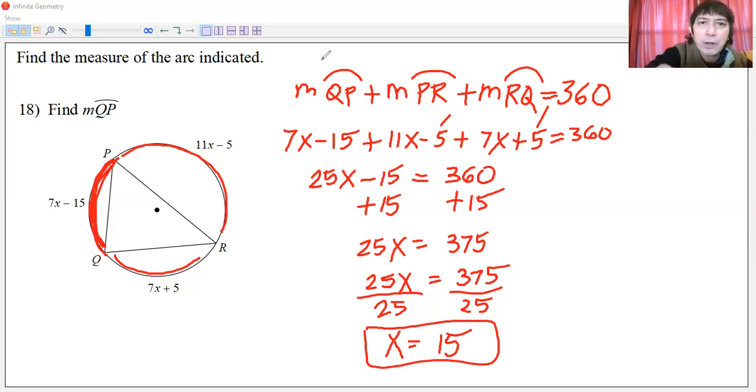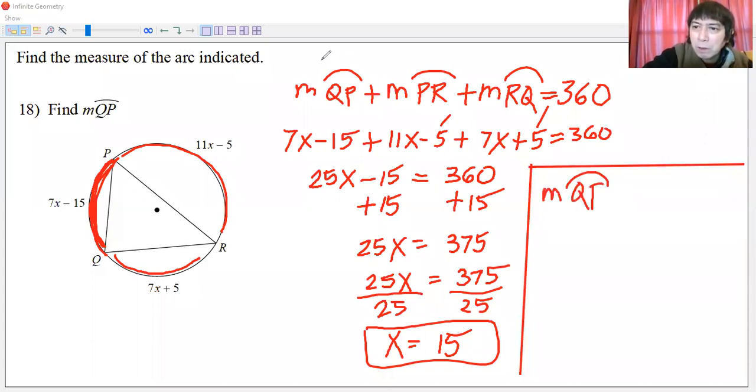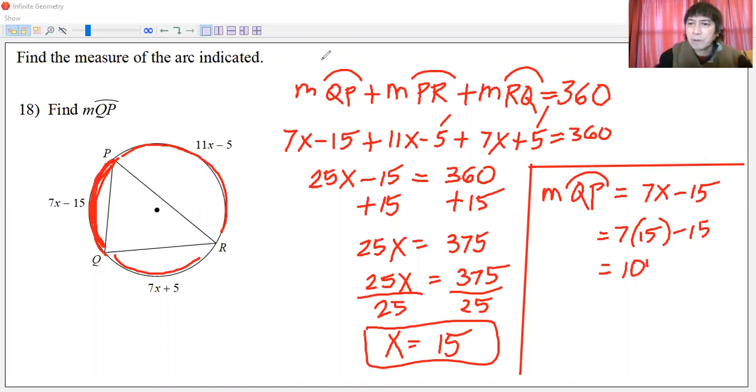We're after the arc. Solve for arc QP with expression 7x minus 15. So this is 7 times 15 minus 15. This looks like 105, 105 minus 15. So 5 minus 5, 0. 10 minus 1, 9. Is that 90? Will that be 90 degrees?